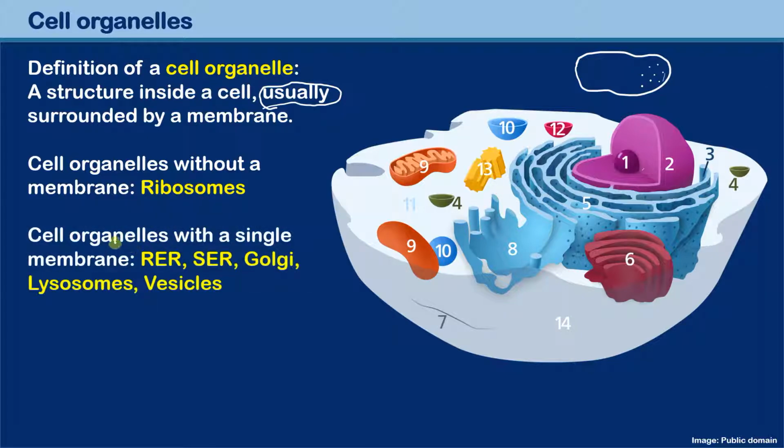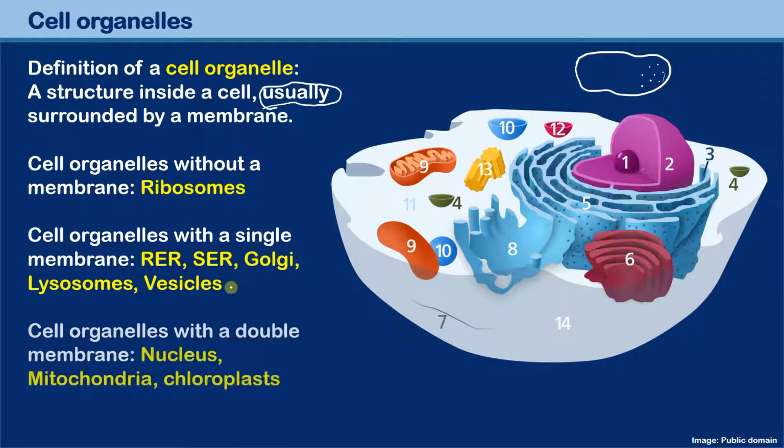Over here we have cell organelles with a single membrane. So that's the rough endoplasmic reticulum, the smooth endoplasmic reticulum, number 8, the Golgi body, which is number 6, the lysosomes and vesicles, 4 and 12. I think number 4 were the vesicles, and number 12 the lysosomes. It doesn't matter. So they have a single membrane. Is there anything else? Well, there are some organelles with a double membrane.